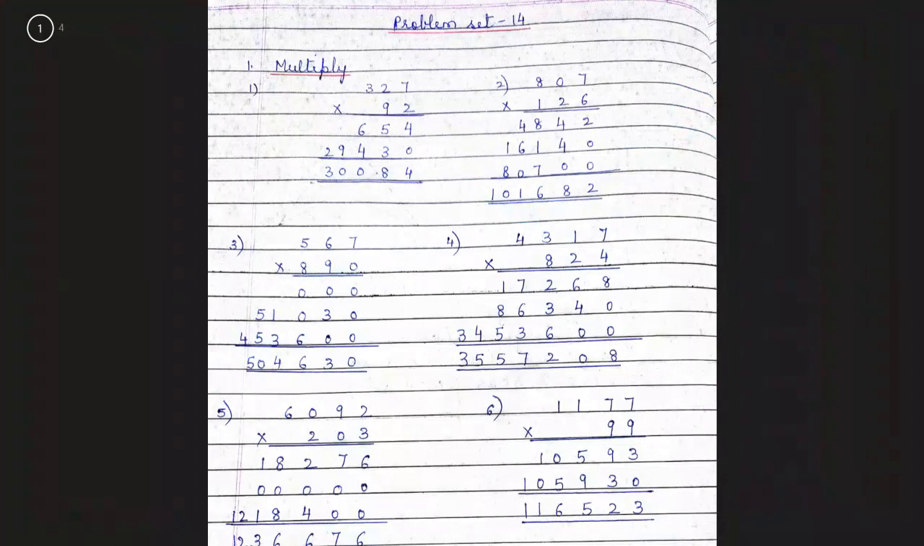327 multiplied by 92. Start with the right hand side. 2 into 7, 14. So 4 carry over 1. 1 is carried over to the tens place. So that is on top of 2. 2 2s are 4 plus 1, 5. 2 3s are 6. 9 7s are 63. So 3 is written below. 6 is carried on top of 2. 9 2s are 18 plus 6. That's 24. So 4 and carry over 2 on top of 3. 9 3s are 27 plus 2, 29.